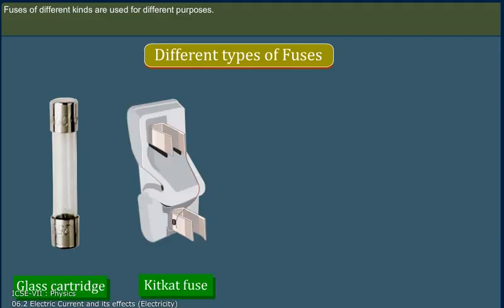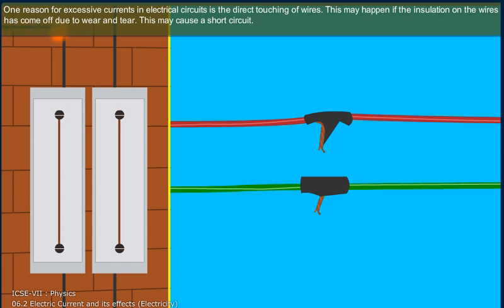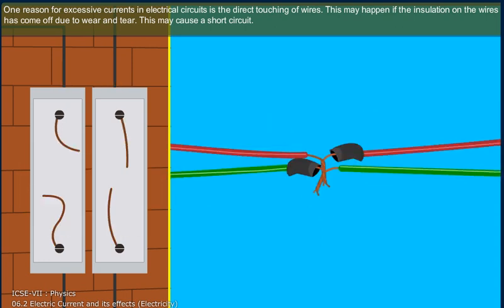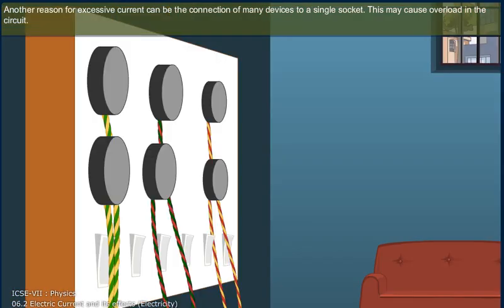Fuses of different kinds are used for different purposes. One reason for excessive currents in electrical circuits is the direct touching of wires. This may happen if the insulation on the wires has come off due to wear and tear. This may cause a short circuit. Another reason for excessive current can be the connection of many devices to a single socket. This may cause overload in the circuit.